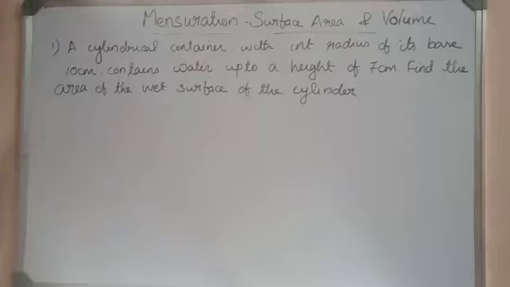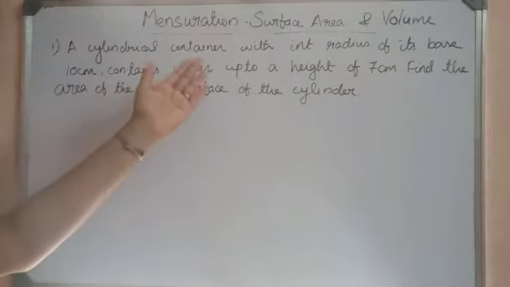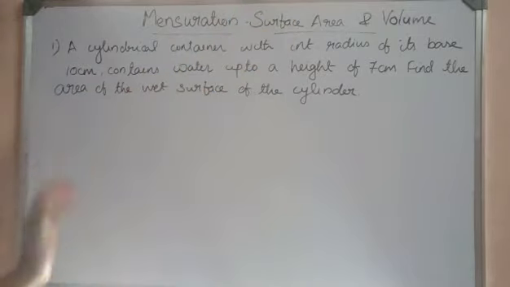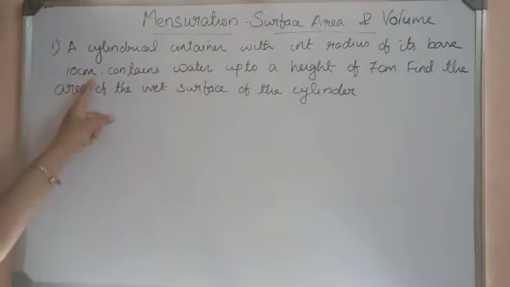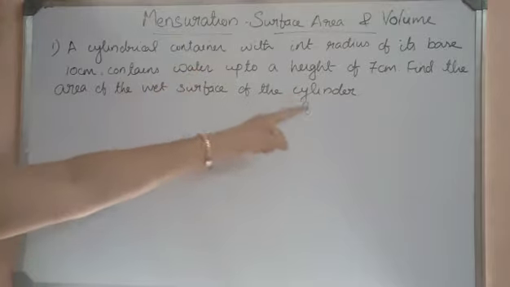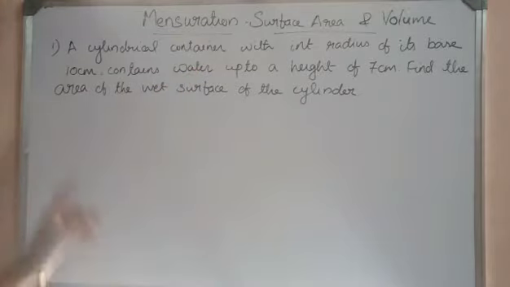Hi everyone, welcome back. Today let's continue with the same topic, mensuration, surface area and volume. Look at the first question. A cylindrical container with internal radius of its base 10 cm contains water up to a height of 7 cm. Find the area of the wet surface of the cylinder.